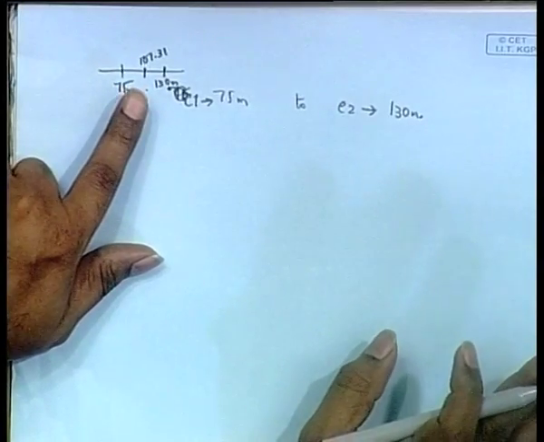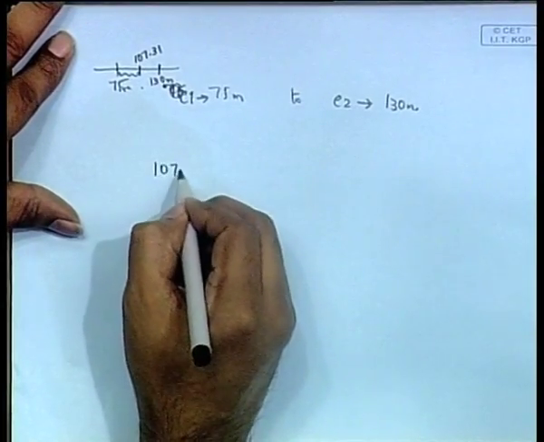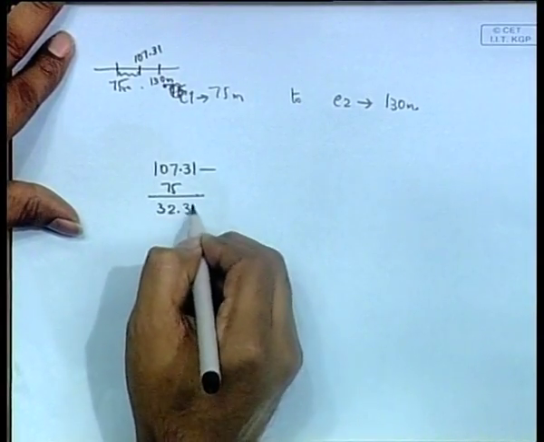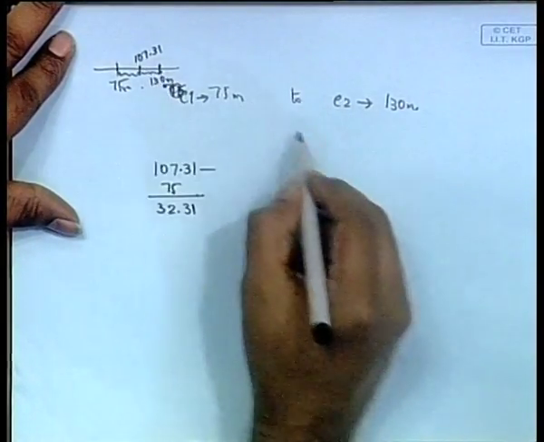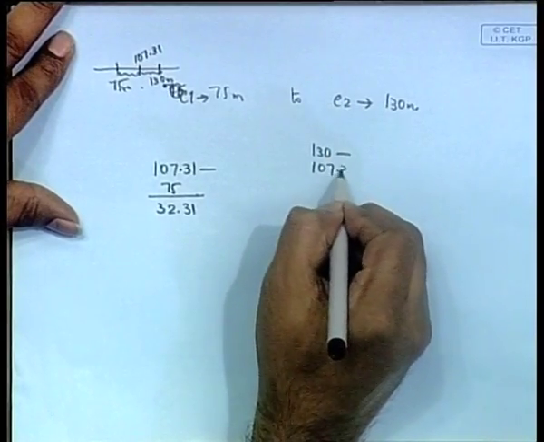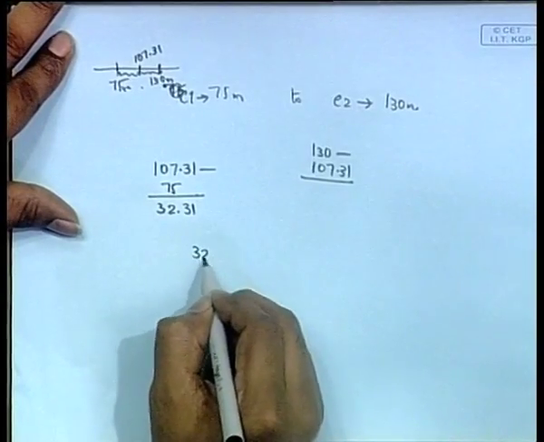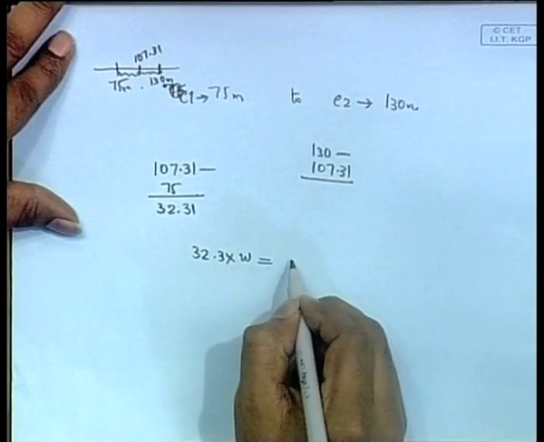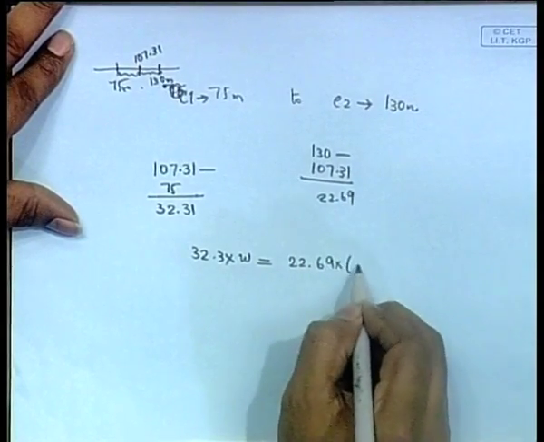That is the problem. So what you do is you say that the moment, like this distance, 107.31 minus 75, that will give you 32.31, that is this distance, right, and this distance is 130 minus 107.31, which is 22.69. Let us assume that a W weight is added on that side, so we have 32.31 times W equal to 22.69 into 600 minus W.